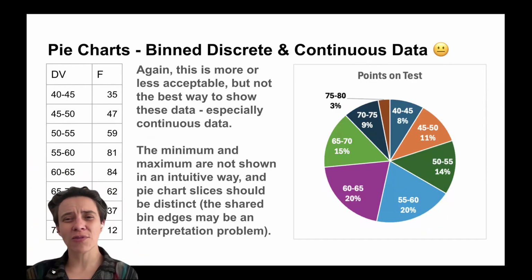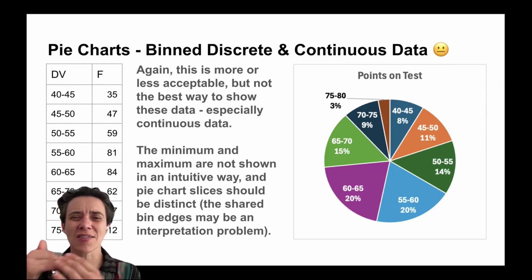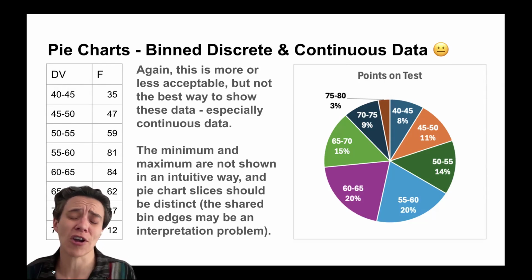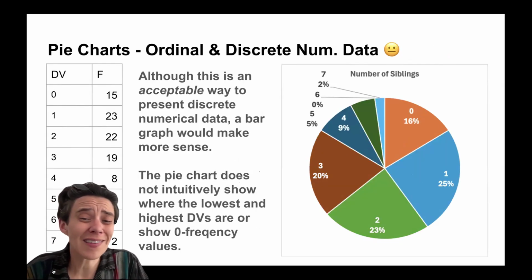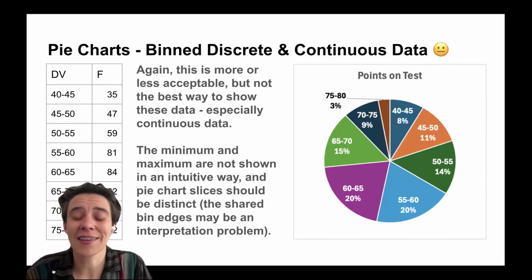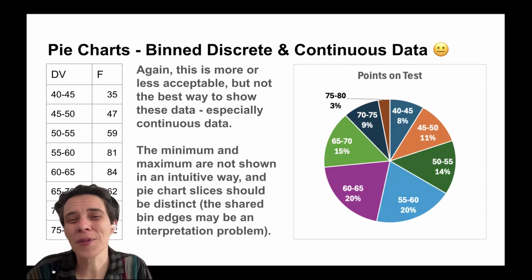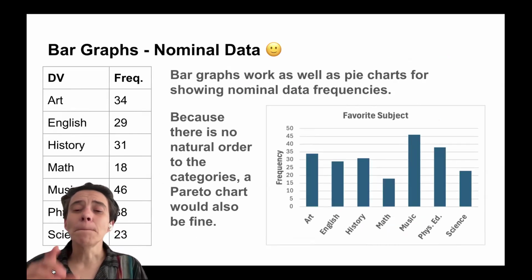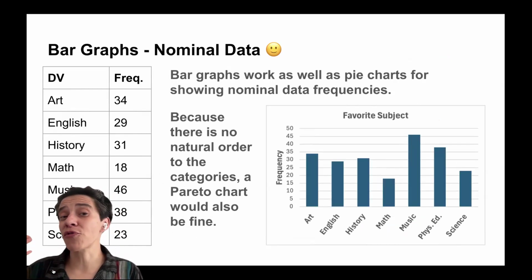You really don't necessarily want to use them for this for most of the same reasons, and because the shared edges between the bins, like it's just not intuitive for a pie chart. So this is acceptable, but they're not the best way. Bar graphs are kind of the most versatile.